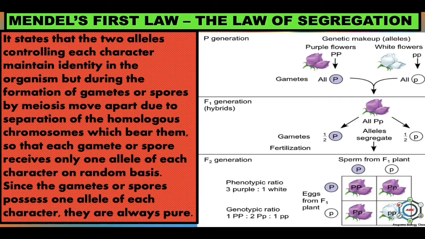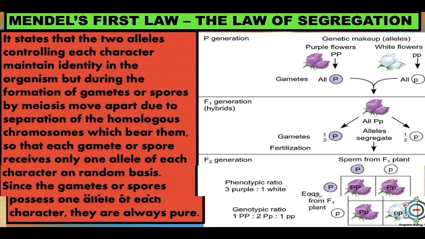In a monohybrid cross, both the alleles are expressed in the F2 generation without any blending, and thus the law of segregation is based on the fact that each gamete contains only one allele. So this is known as the law of segregation.